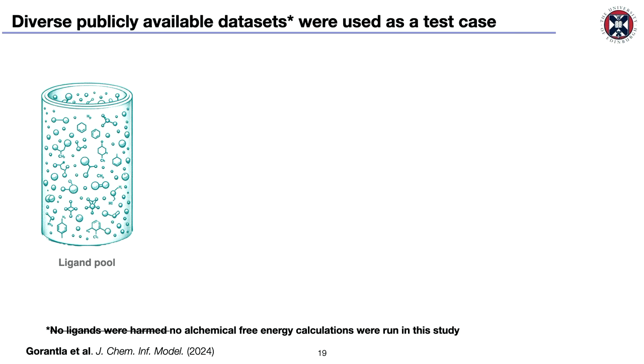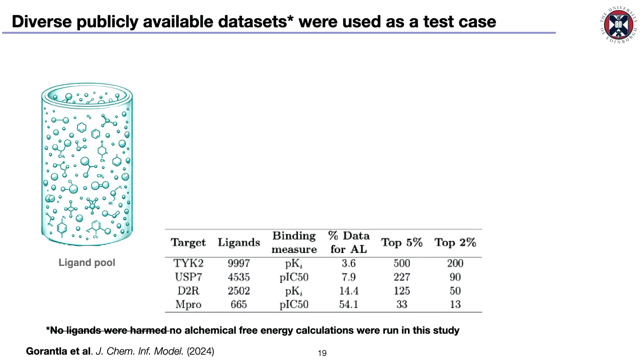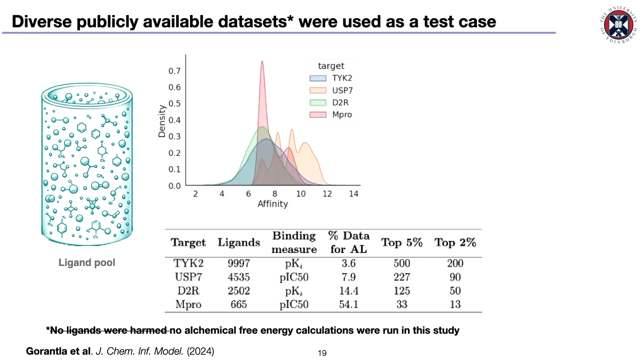Okay, so what are the data sets we use? This is all publicly available data. So we have TYK2, which is probably the most famous benchmark data set ever, which was run in a very large study of 9,997 compounds, and we have 500 and 200 top 5 and top 2% compounds. And then we go down all the way to MPRO, which is quite a small data set that comes out of the COVID Moonshot data set.